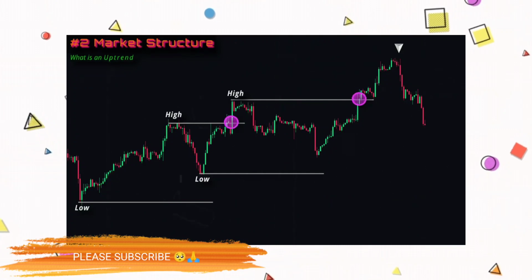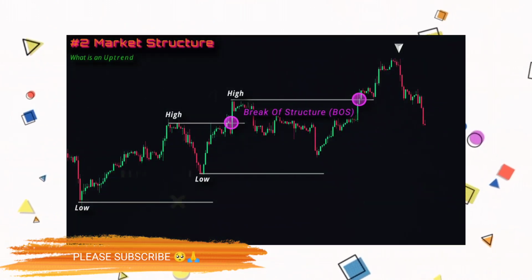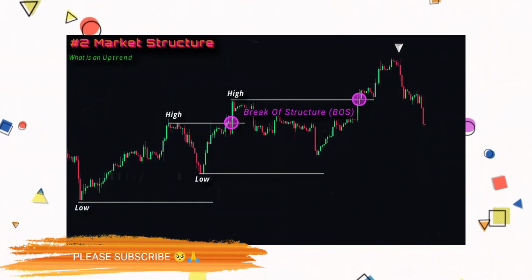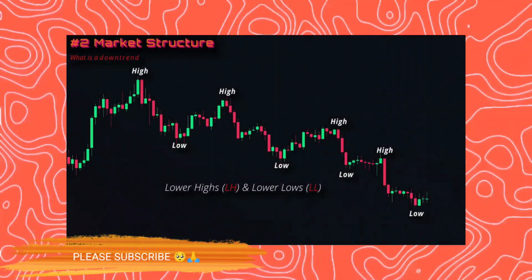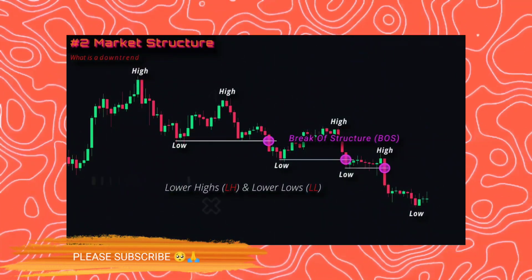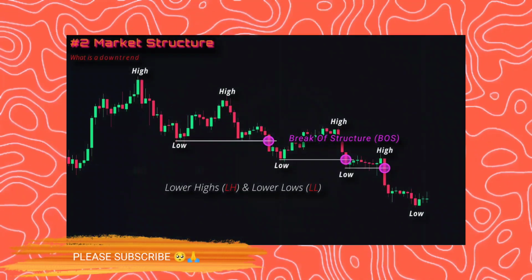Now, this breaking of the previous highs is also referred to as break of structure. And the same concept works for downtrends as well. In this chart, we can see that the price is forming lower highs and lower lows, while also creating break of structure towards the downside, hence why this market is identified as a downtrend.